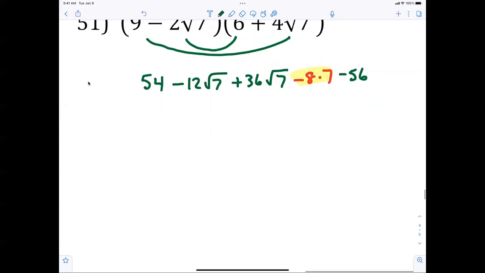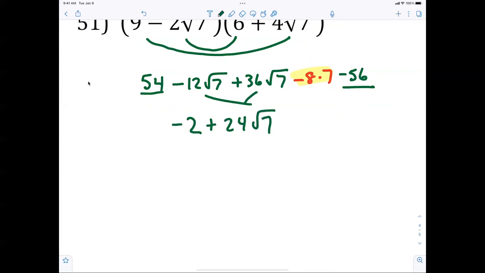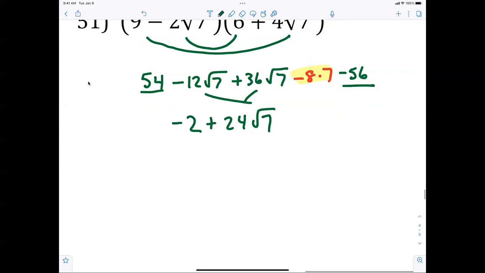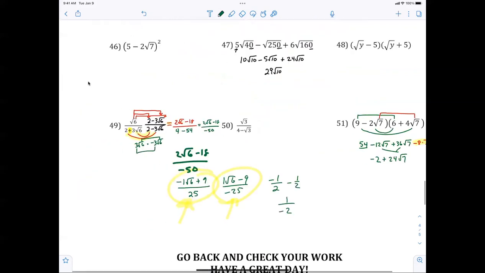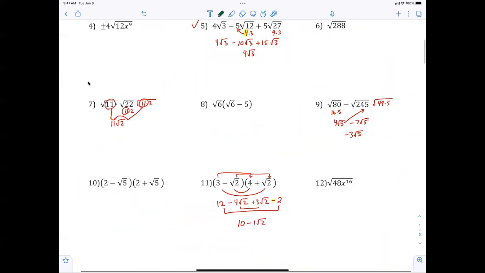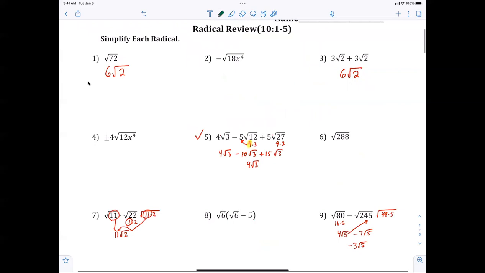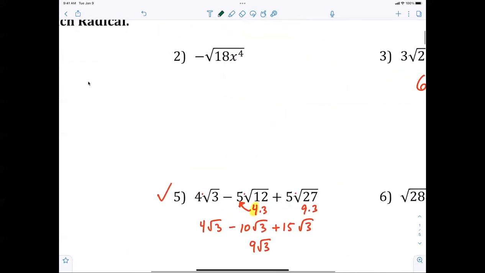All right, now, of course, we're saying 54 minus 56. What's that? Negative 2. And then these two tied together are what? 24 radical 7. Come on now. Concentrate. Come on, I just did 51. You're behind now. All right, here we go. Go back to the top. Number 2, chop chop.